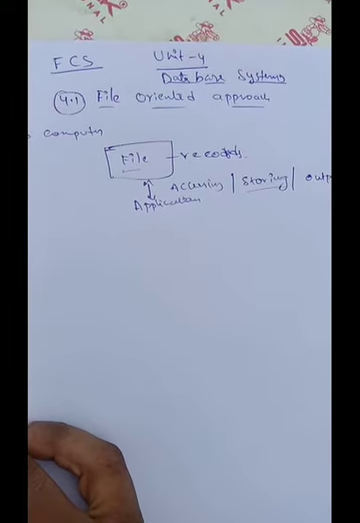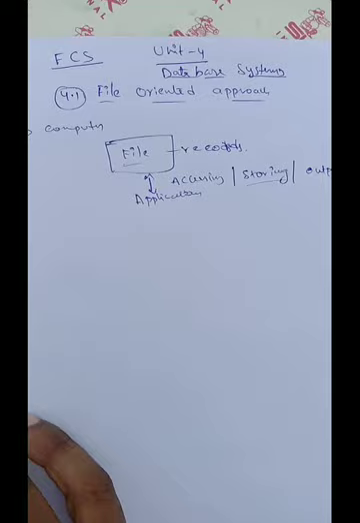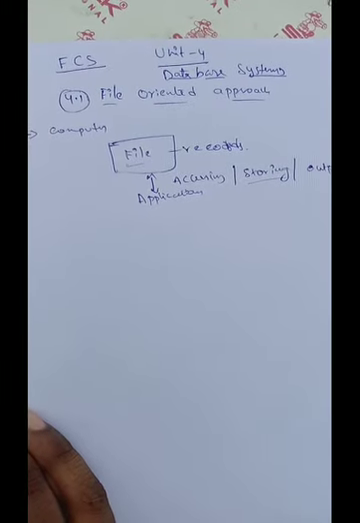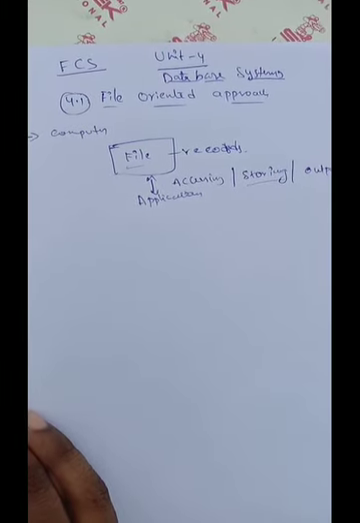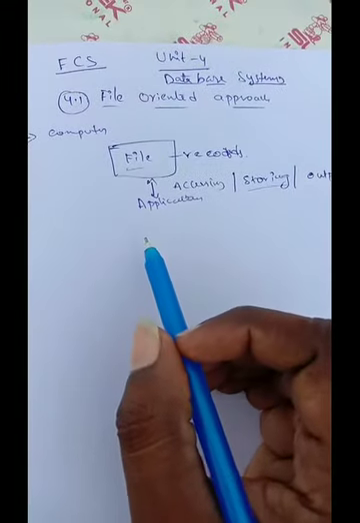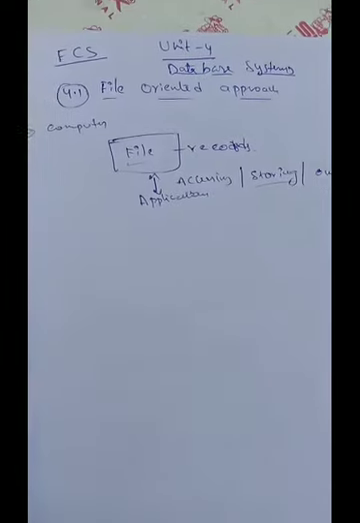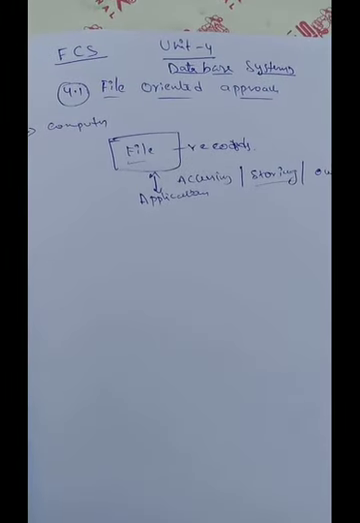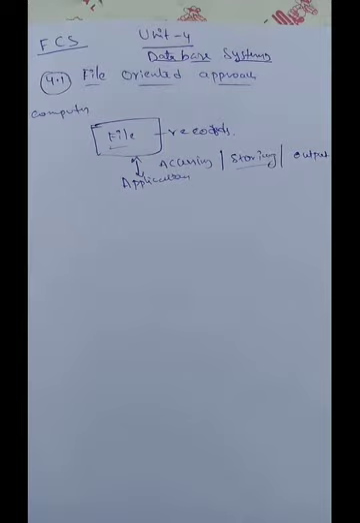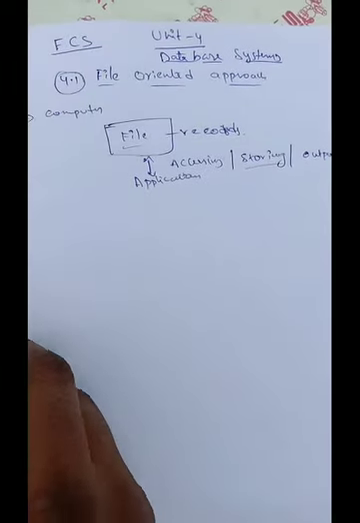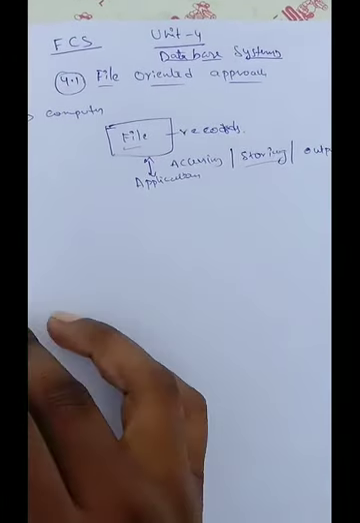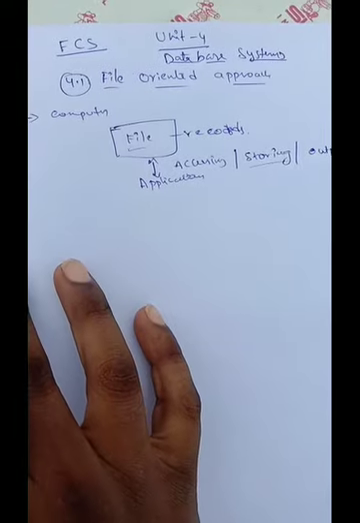In the FCS subject, the fourth unit is about database systems, and the first topic is the file-oriented approach. Whenever the computer is used for business application purposes, each and every record that they perform or generate is stored in a file. So a group of records is stored in a file.